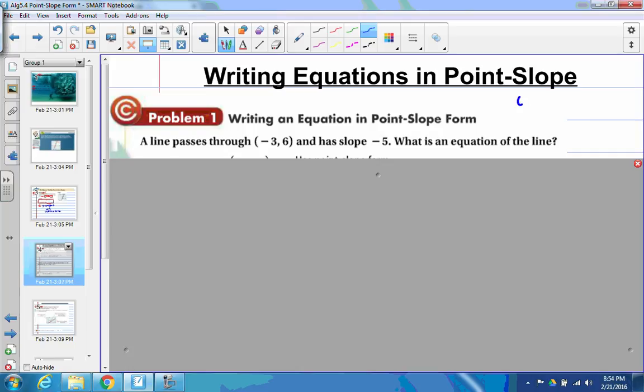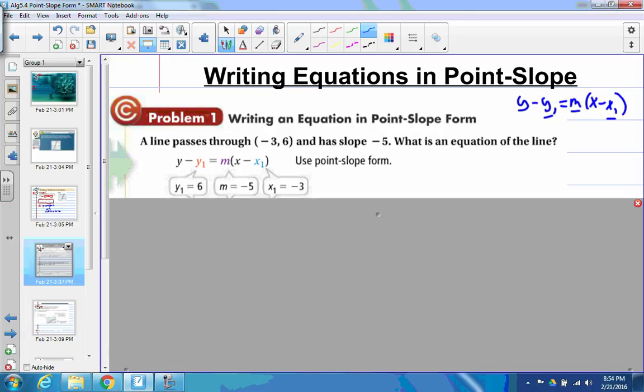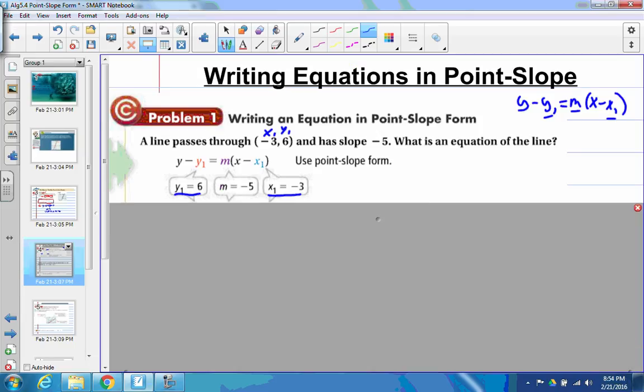So remember, point-slope form is y minus y1 equals m times x minus x1. The x1 and the y1 are the point that you'd plug in, and the m is the slope. So these are the three parts that have a number. So if we look here, there it is written again. That's point-slope form. Now we're given a point. We're given -3, and remember that's the x, so that'll be the x1 that we plug in. We're given a y, which is going to be our y1. And then we're given the slope, which is -5, and that's going to go in for m.